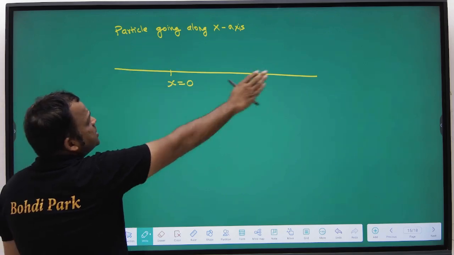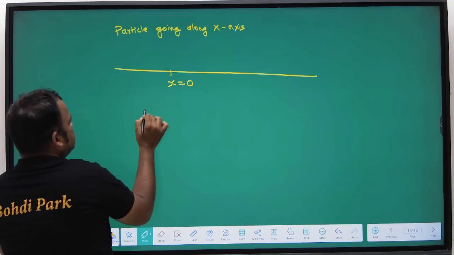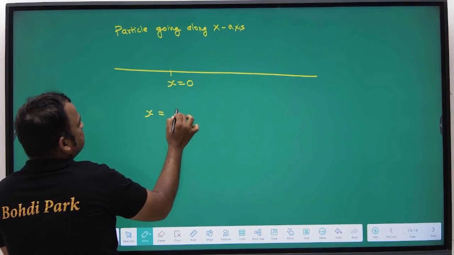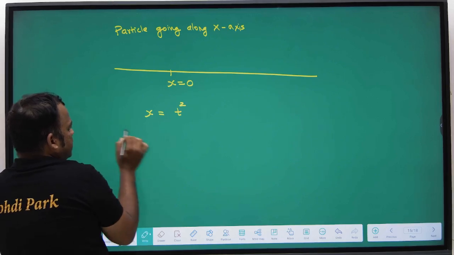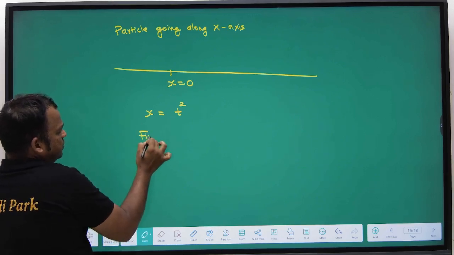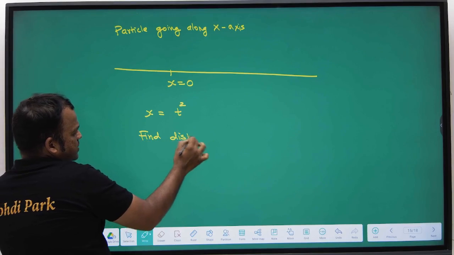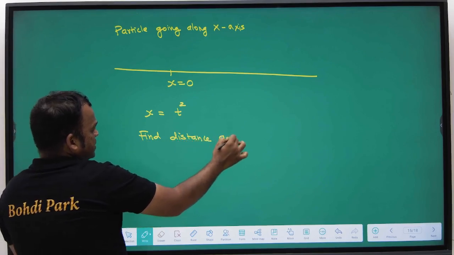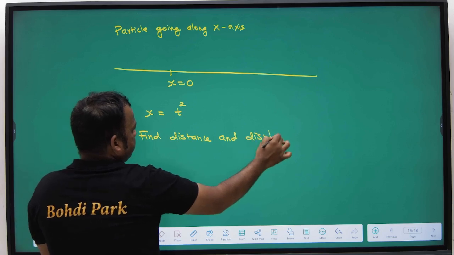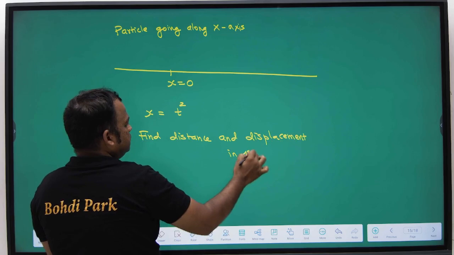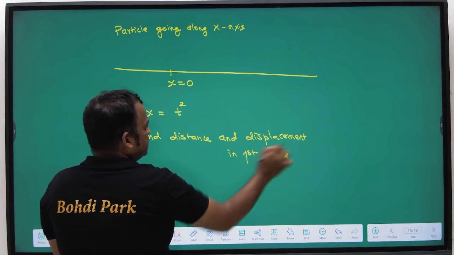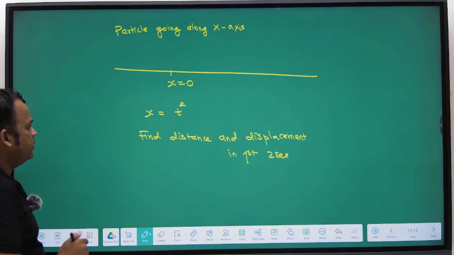Now the position is changing. So suppose I say x is equal to t square, and the question is find distance and displacement in the first 2 seconds.